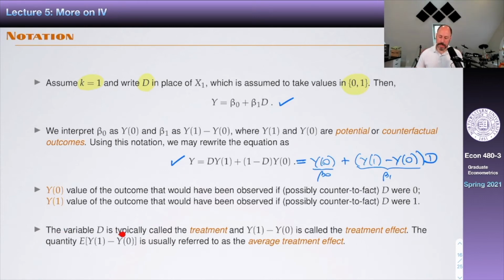The variable d is typically called a treatment, as I said before, and y1 minus y0 is what we call the treatment effect. It's what captures the change in outcomes from receiving the treatment or not for a given individual. Now, the expected value of this is usually the average treatment effect, which we described before as typically viewed as a causal parameter because it's a feature of the treatment effect, which is a random variable. So, in particular, it's the average of the treatment effect.